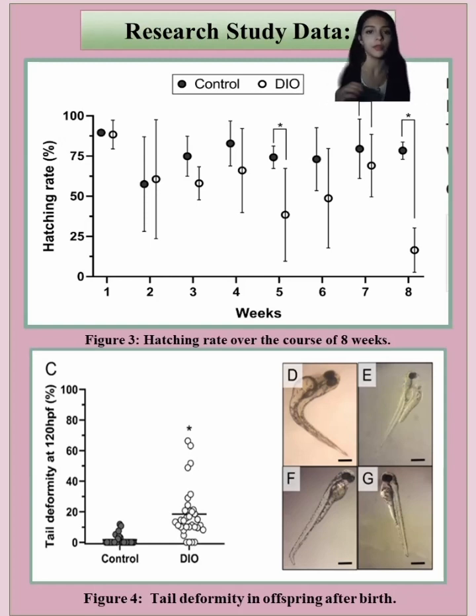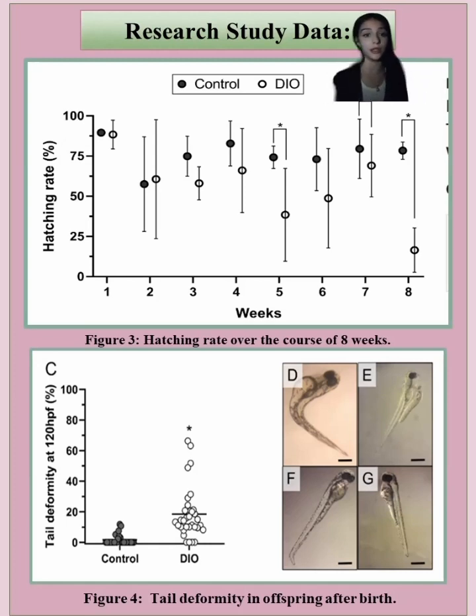So the control zebrafish were all on the closer side to at least a 50% hatching rate, and most of the obese zebrafish, the error bars go bordering onto the 25% hatching rate. So we can see a lot of discrepancies in this data and a lot of possibilities for error in the obese zebrafish.